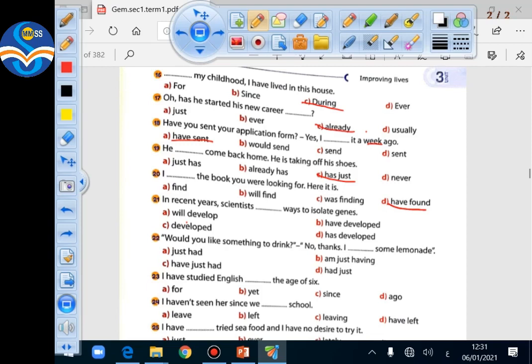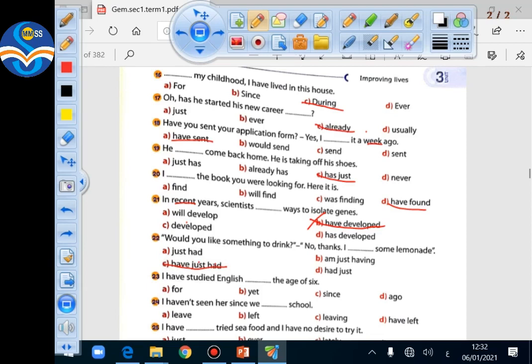"In recent years, scientists have developed new ways." Present perfect, and because it's plural, it's going to be "have developed". "Would you like something to drink?" "No thanks, I have just had something." Here it's going to be a present perfect because he just had something recently. So: I have just had. "Have" is the helping verb, "just" is the keyword, and "had" is the past participle of the verb "have".